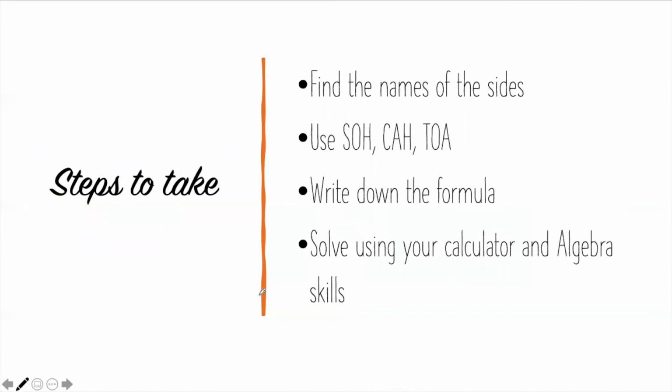Steps to take. Find the names of the sides. If they give you a triangle, find which one's your opposite, find which one's your hypotenuse, and find which one's your adjacent. That will really help you. Then use SOH CAH TOA to memorize your formulas. Write down the formula and solve using your calculator and your algebra skills.